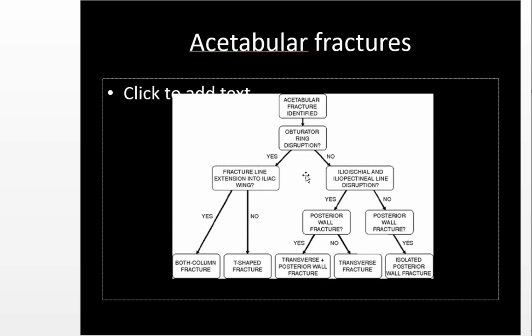So we've now discussed two types of fractures. If it disrupts the obturator ring, you're going to ask yourself, does it go to the iliac wing? Because if it does, it's a both column. If it doesn't, it's a T-shape. Now, let's say the obturator ring is not disrupted. There are no pubic rami fractures extending to the obturator foramen. Then you're going to ask yourself, is the ilioischial and iliopectineal line disrupted, or are the anterior and posterior column disrupted? Because if they both are, it could be a transverse fracture or a transverse plus posterior wall fracture.